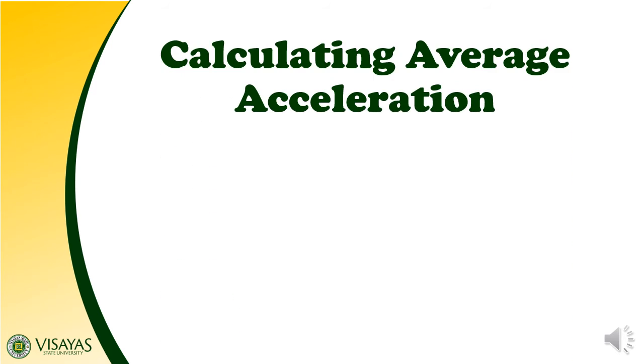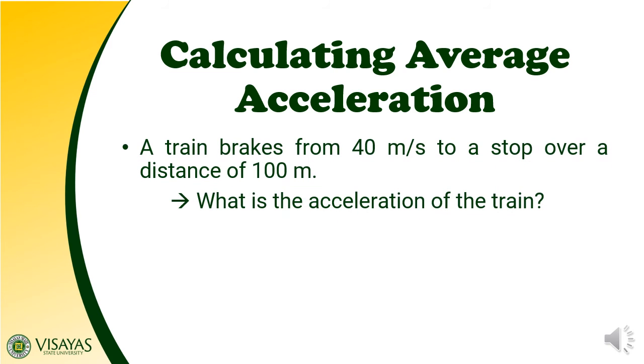How do we describe acceleration mathematically? Now we'll be calculating average acceleration. Let's consider this problem. A train brakes from 40 meters per second to a stop over a distance of 100 meters. So we are to solve for the acceleration of the train. Let's find out on the next slide through the solution.